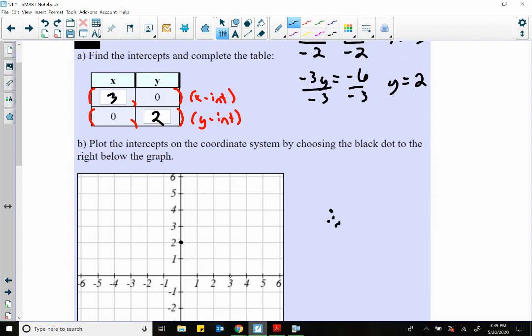If this thing would only graph. All right, and that's what they want. That's it. For part B on this one, they just want those two dots. Okay, so it takes 2 clicks to complete part B. All right.